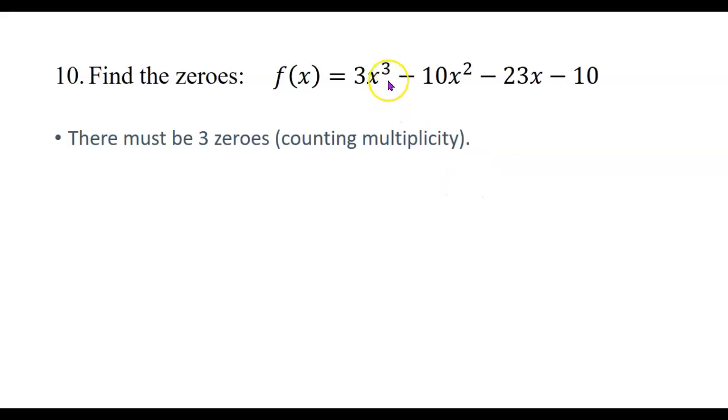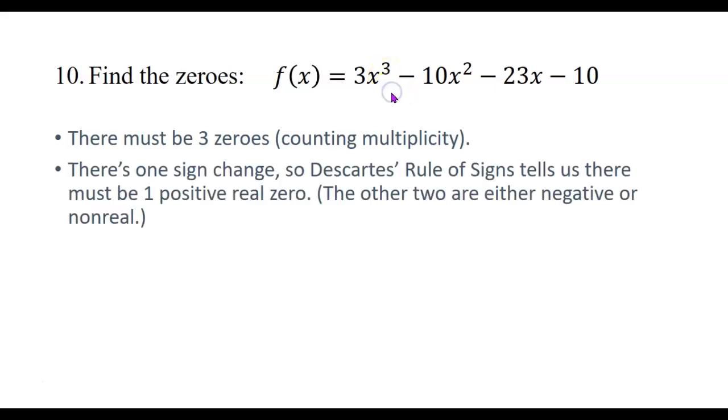There must be 3 zeros, counting multiplicity, because the degree is 3. There's one sign change. The coefficients are positive, negative, negative, negative. So Descartes' rule of signs tells us there must be one positive real zero. So 3 zeros altogether. One of them is a positive real number, and then the other 2 would have to be either negative real numbers or non-real numbers involving i.